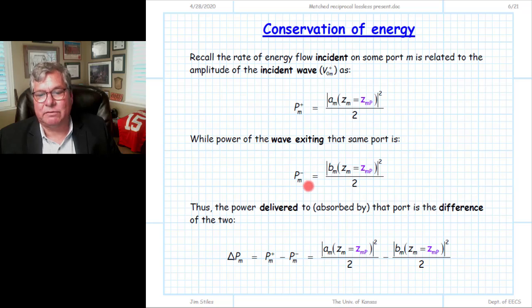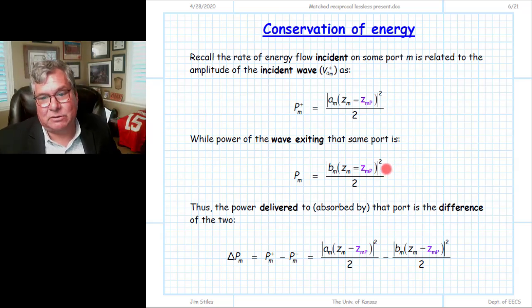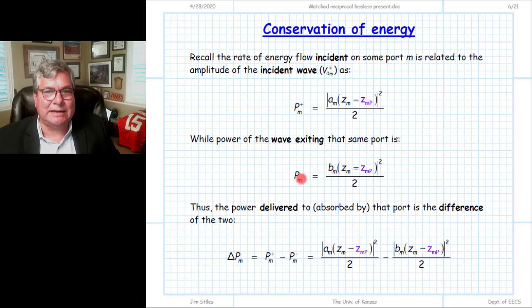Likewise, for the exiting wave or the scattered wave from some port, we take the normalized scattered wave amplitude B, a complex number, and take the magnitude squared divided by 2, and that is the rate of energy flow associated with that minus wave, the wave exiting the port, the wave scattering away. So we have energy flow toward a port, and we have energy flow away from the port. And of course, the key thing here is the net energy flow from a port.